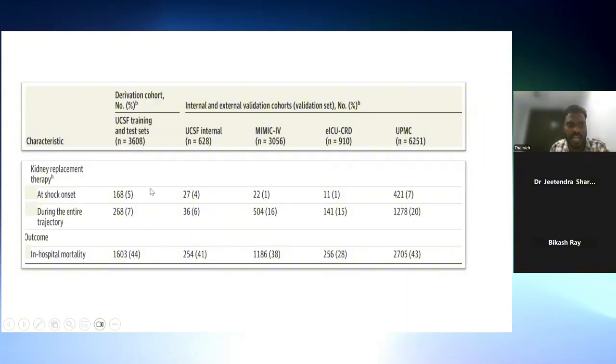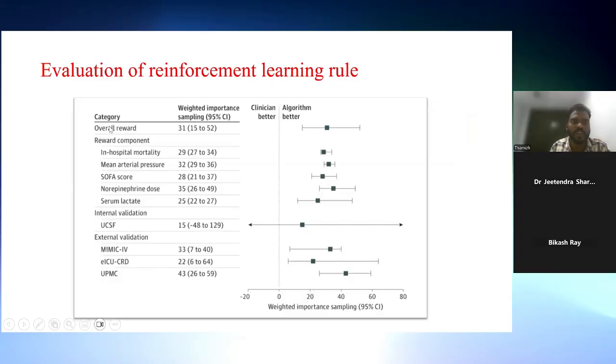Other kidney RRT and outcome parameters are also comparable between them. So coming to the evaluation of the reinforcement learning group, as I've discussed earlier, they did it with weighted importance sampling, and the sampling difference came out to be significant when they did the comparison for overall rewards and also for individual rewards. It is better in the oral based group. So that we can see from the results here.